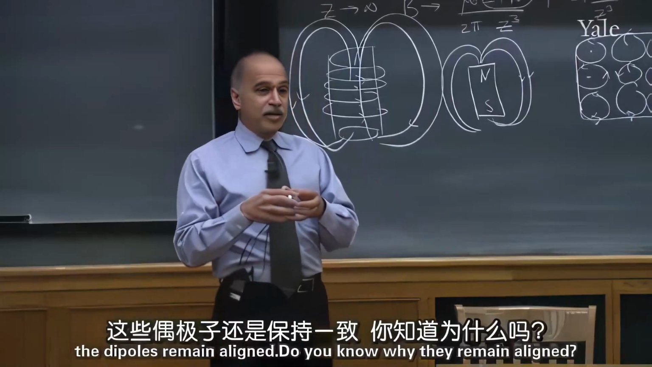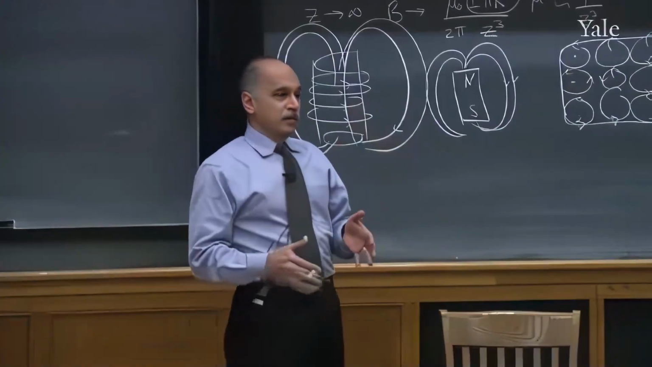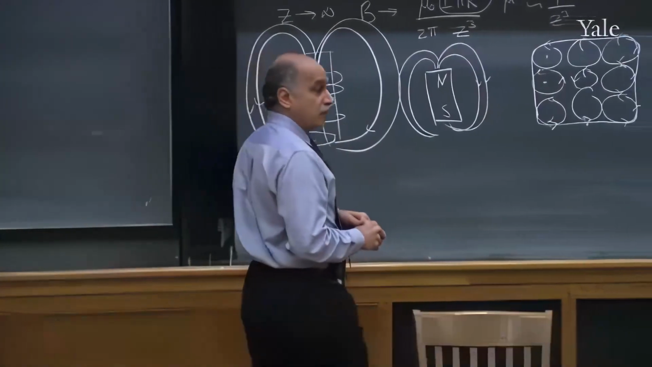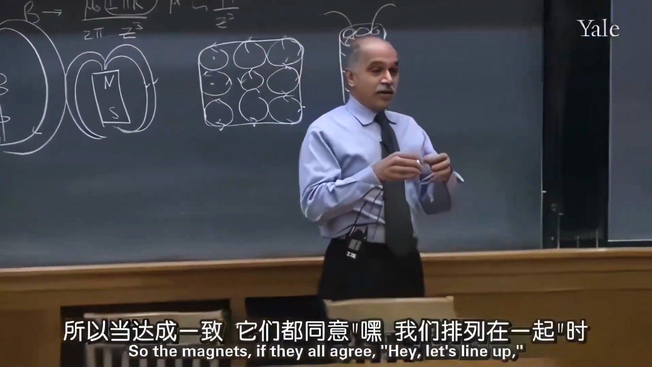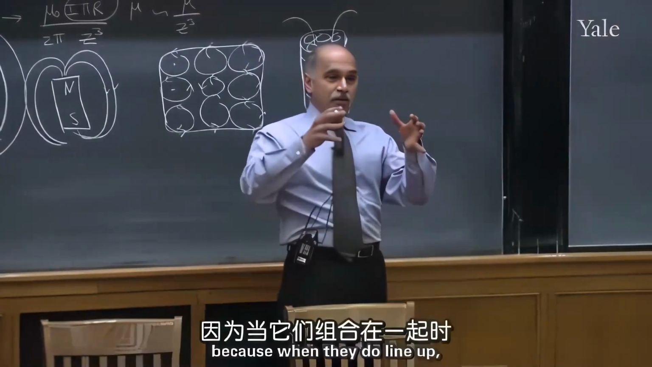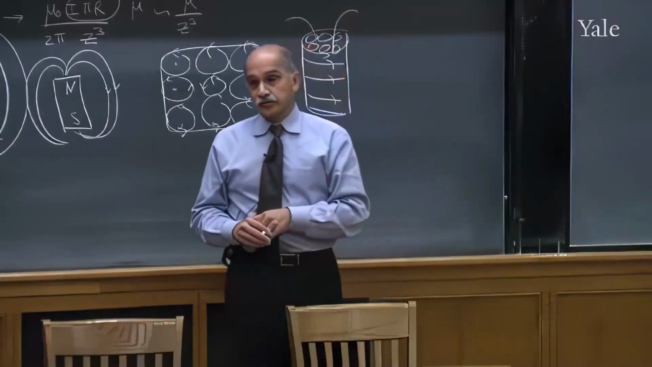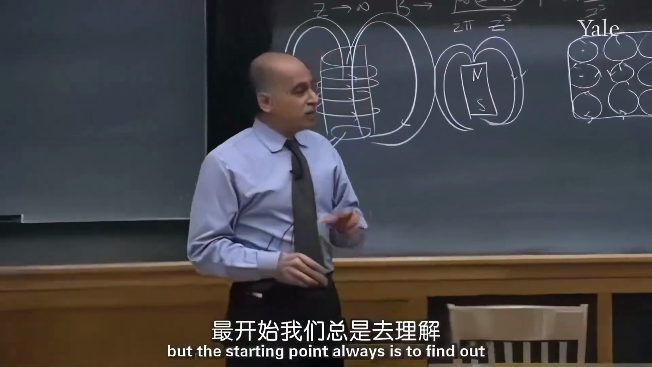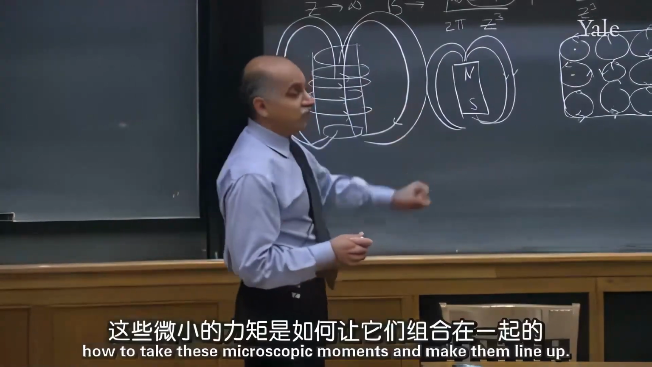Do you know why they remain aligned? Because they are producing their own magnetic field, which keeps them in place. That's called a self-consistent solution. So the magnets, if they all agree, hey, let's line up, can actually make it a stable situation, because when they do line up, they produce their own magnetic field, which encourages them to line up. So these are all interesting things in magnetism, but the starting point always is to find out how to take these microscopic moments and make them line up.